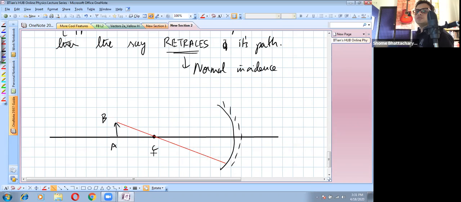So what will happen is this ray over here is actually along the normal, no? Because you can see at the point of intersection, which is some Q over here, this is nothing but the normal itself. The ray is actually along the normal. So its angle of incidence is 0, its angle of reflection will be 0. So this is what we mean by it retracing its path.